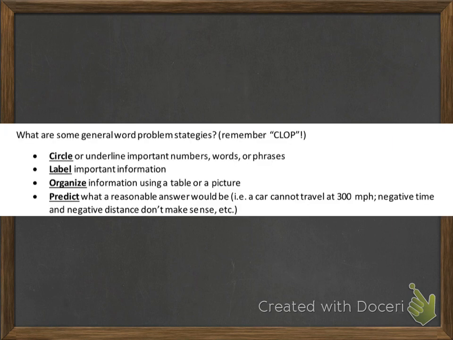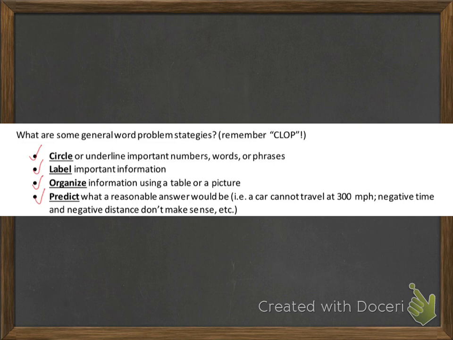Let's begin. Before we begin our first example, let's talk about some general strategies that we can use. First of all, we can circle or underline important words or phrases. We can label important information. This includes assigning variables to unknown quantities. We can also organize our information using tables or pictures. Lastly, we can make predictions about what a reasonable answer would be.